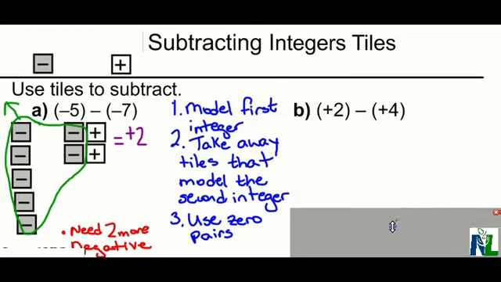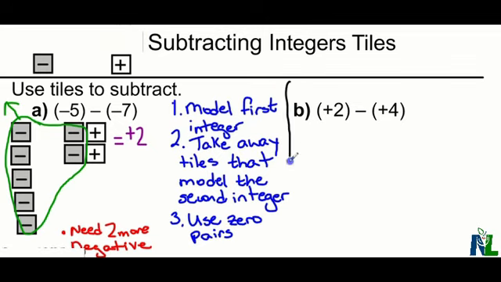So let's look at another problem here. I'm going to draw a line down the page so that we don't get too busy here. What I need to do is follow these 3 steps. For step 1, I need to model the first integer. So let's model it. I need to model +2, so I need 2 positive tiles. Now, the second step says that I need to take away tiles that model the second integer.